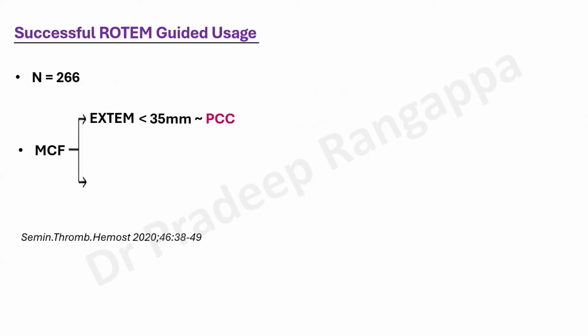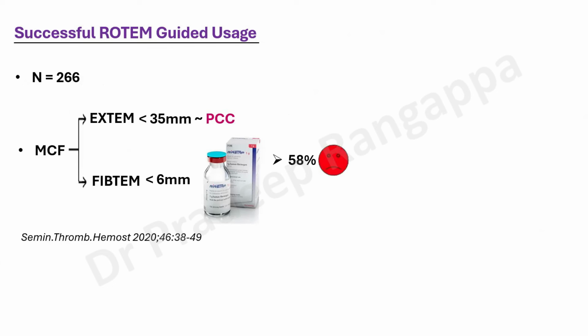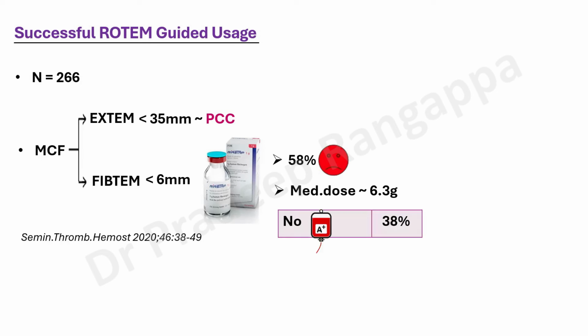And there are studies, again in liver transplant, where they have done ROTEM-guided usage of fibrinogen. This study was done in 266 patients, where again they looked at maximal clot firmness. If EXTEM, which is similar to APTT, was less than 35 millimeter, they used prothrombin complex concentrate. And FIBTEM should be more than 10 millimeter; if it was less than 6 millimeter, they used fibrinogen concentrate. In 58% of the patients, FIBTEM was less than 6 millimeter, and the median dose of fibrinogen concentrate used was 6.3 grams.